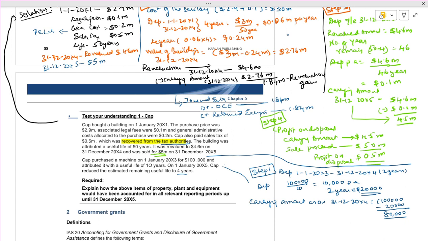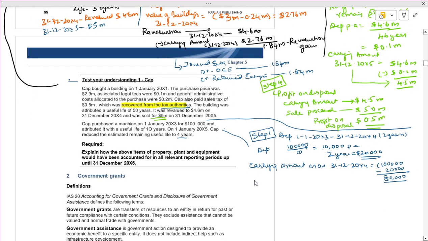Now, they have revised the life. Depreciation for the year ended 31st December 2005: this is the carrying amount. Remaining life is how much? 4 years. So 80,000 divided by 4. It comes to 20,000.